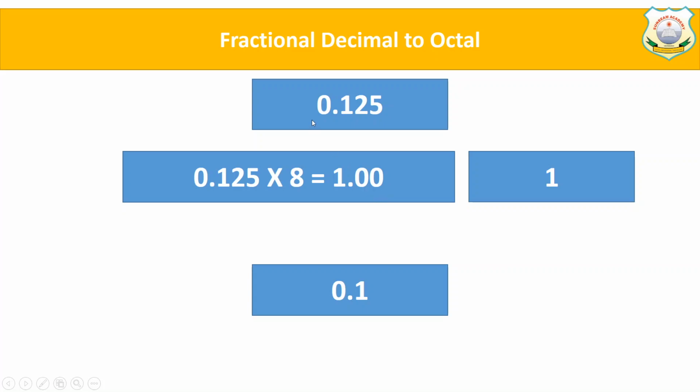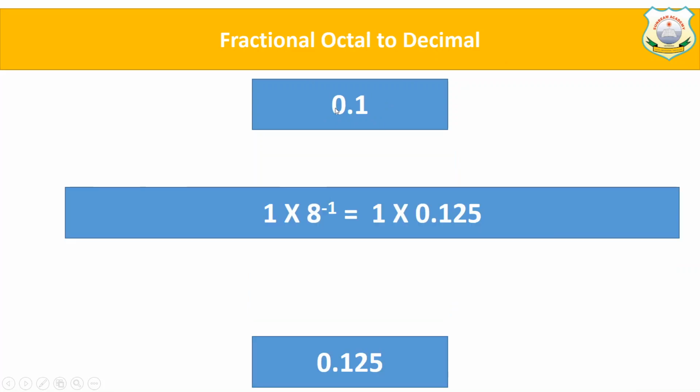So what is the answer? That is 0 point and this 1 over here, 0.1. Okay, we have to multiply by 8. Why? Because it is the octal number system, decimal to octal. And if we convert the same octal to decimal, I should get the same number, right? So you can see I have taken the same number, that is octal 0.1. So what I am supposed to do is take the fractional number 0.1. So 1 into 8 raised to minus 1, that's it.